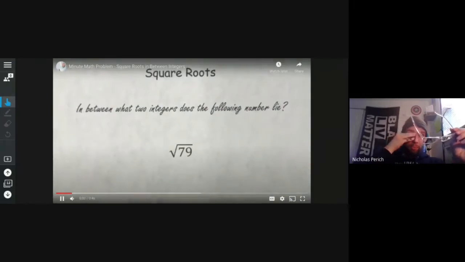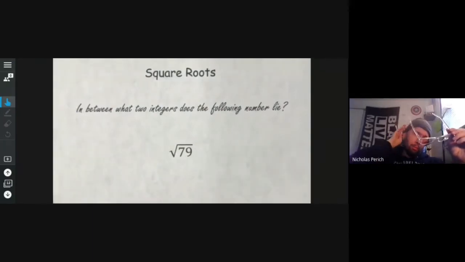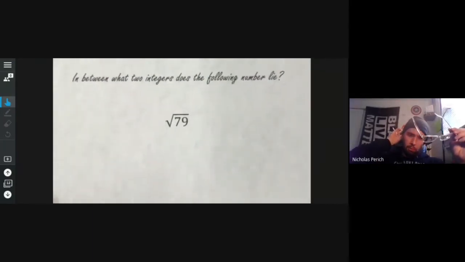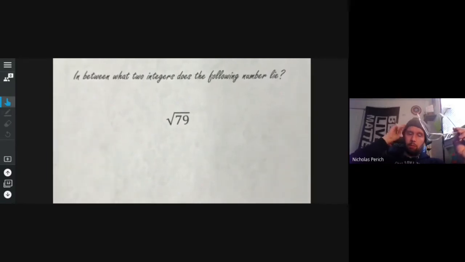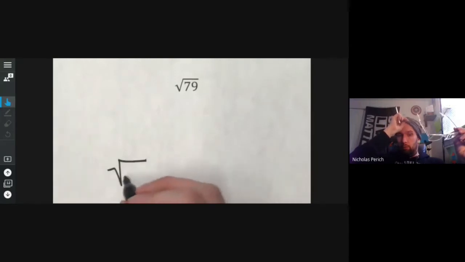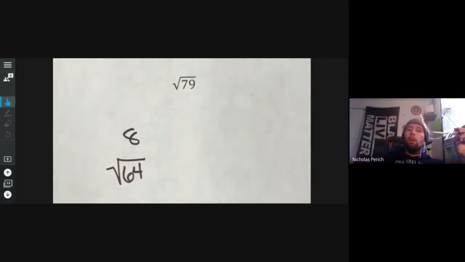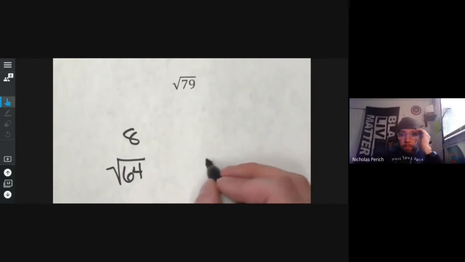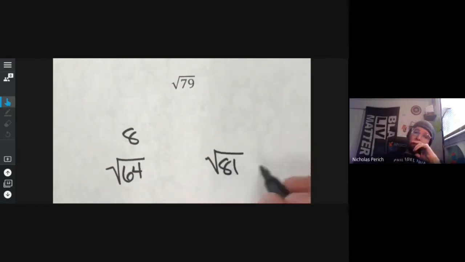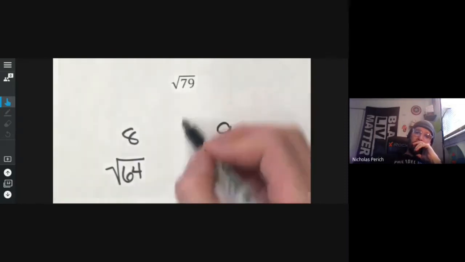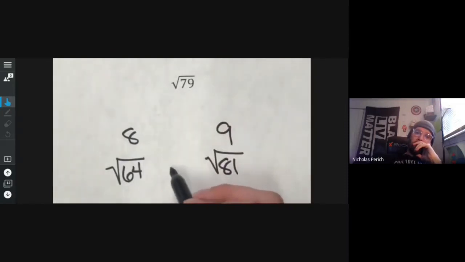In between what two integers does the following number lie? Well, I have the square root of 79. I don't know what the square root of 79 is, but I do know what the square root of 64 is. That's 8. And I do know what the square root of 81 is. That's 9. And so the square root of 79 lives right in between those two.